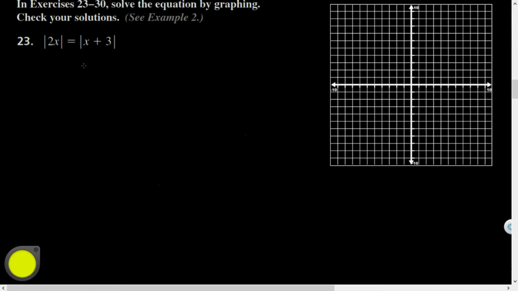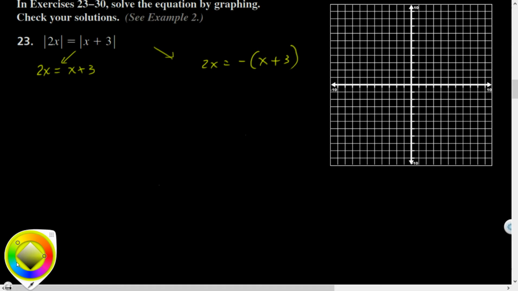I actually think the book chose a tougher route the way they did this. They first dealt with breaking this into two cases. So they said 2x is equal to x plus 3 is one case. And the other case is 2x equals the opposite of x plus 3. They're saying that for these absolute values, either both of them were the same sign, or maybe one of them was negative. And those are the two cases.